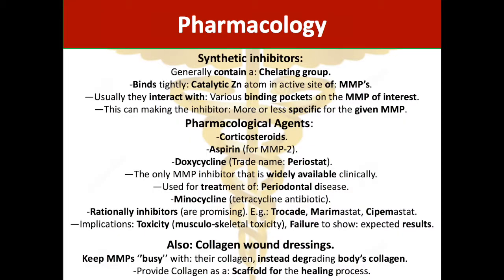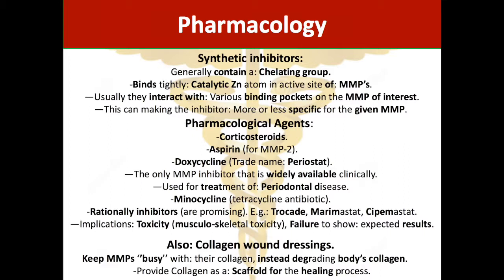Pharmacology. Synthetic inhibitors generally contain a chelating group, which binds tightly to the catalytic zinc atom in the active site of MMPs. Usually they interact with various binding pockets on the MMP of interest. This can make the inhibitor more or less specific for the given MMP. Pharmacological agents for MMPs are corticosteroids, aspirin for MMP2, and doxycycline with trade name Periostat. This is the only MMP inhibitor that is widely available clinically.